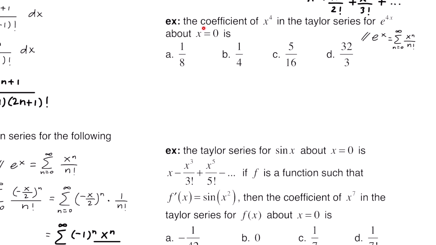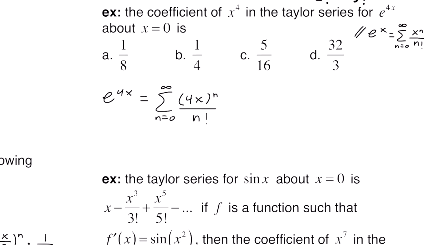This example says the coefficient of x to the 4th in the Taylor series for e to the 4x about x equals 0 is, and we have our 4 answer choices. I wrote out our series for e to the x for reference. So for this problem, we have e to the 4x. And again, hopefully you're noticing this is a composition. So that means instead of x, we're going to plug in 4x. All right, so I plugged in 4x for x right here.